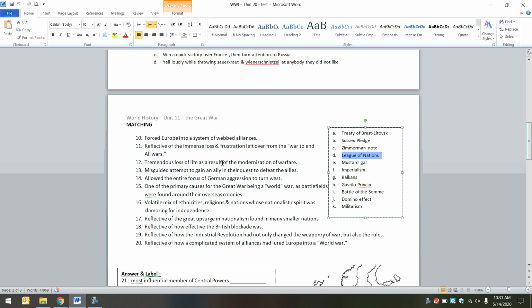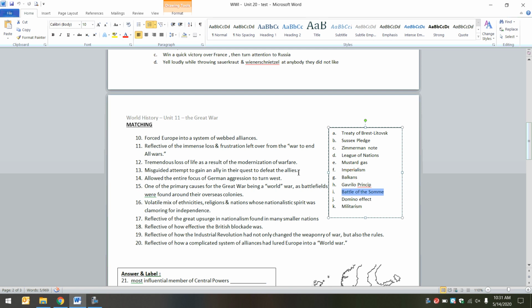Okay, 12, tremendous loss of life as a result of the modernization of warfare. That's the Battle of the Somme. The Somme was when thousands and thousands of soldiers were killed in just a matter of days, mostly because of machine guns.